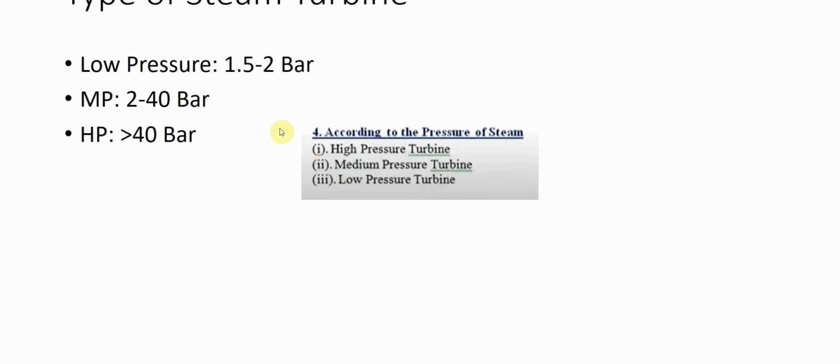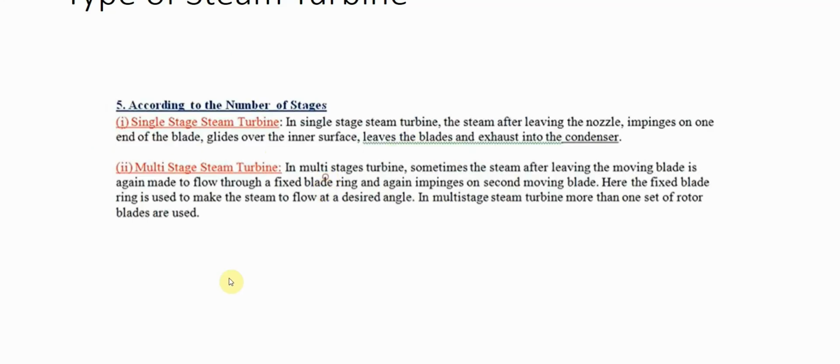And then there is another type of steam turbine, you can see here. This fourth category to categorize the steam turbine is according to the pressure of the steam. So here you can see high pressure, medium pressure and low pressure. The low pressure turbine is categorized as the pressure range from 1.5 to 2 bar. Similarly, medium pressure is 2 to 40 bars, and greater than 40 bars is the high pressure turbine. So these are the categorizations.